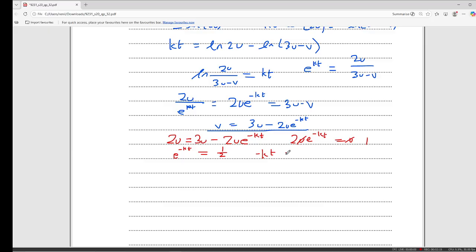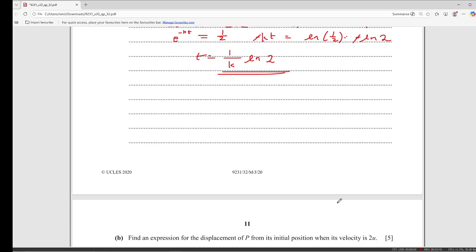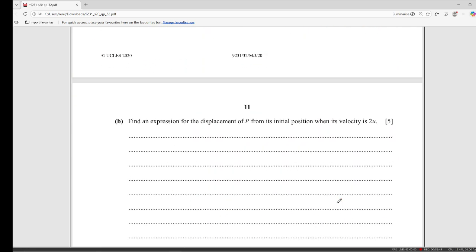Negative kt equals ln 1 by 2, which is equal to negative ln 2, because this is 2 to the power of minus 1, and we can bring the minus 1 outside, and we can cut the negatives on both sides. So t equals 1 by k ln 2. This is the answer. Okay, that was to solve for t. Now the second question, find an expression for the displacement of p from its initial position when its velocity is 2u.